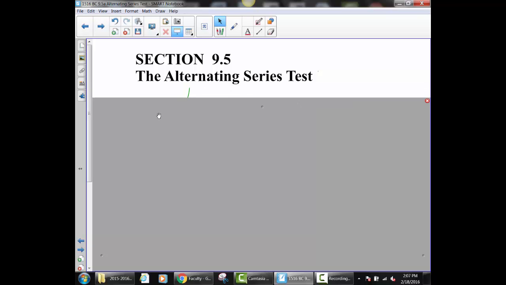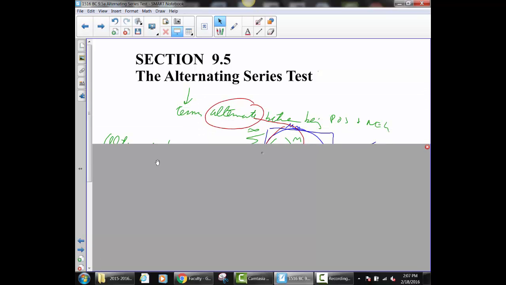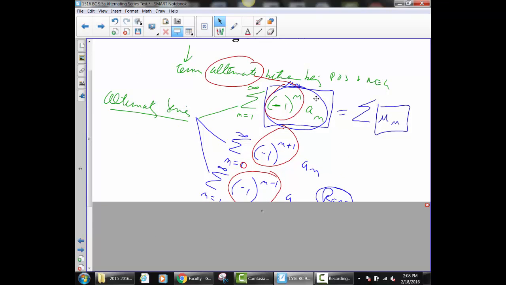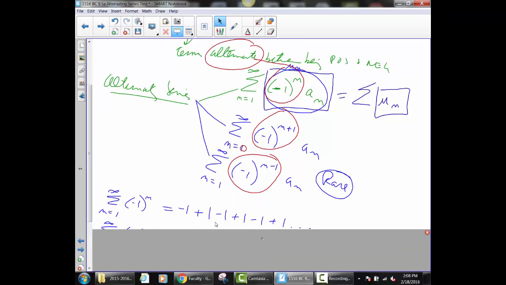So we're going to start with what is an alternating series. An alternating series is a series where the terms alternate between being positive and negative. And basically what that's going to look like is you're going to have a negative 1 to the n power, or negative 1 to the n plus 1, or negative 1 to the n minus 1.